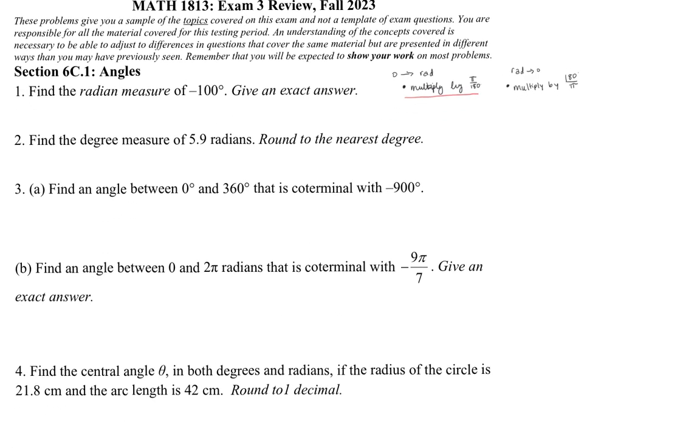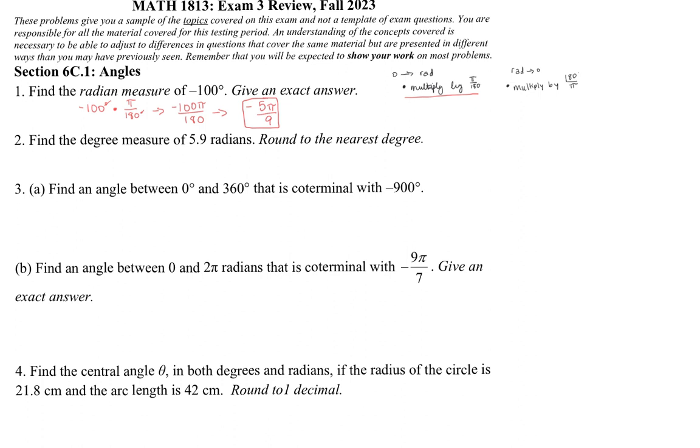So right here, it would be negative 100 degrees times our pi over 180. And the reason for this is because these degrees end up canceling. And then you'll be left with negative 100 pi over 180, which reduces down to negative 5 pi over 9. And when it says give an exact answer, just leave the pi like that.